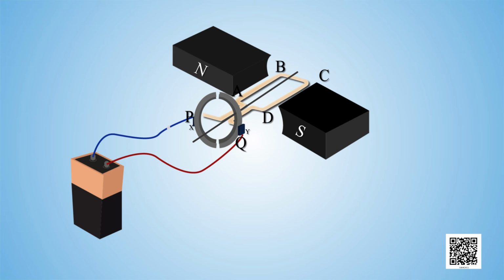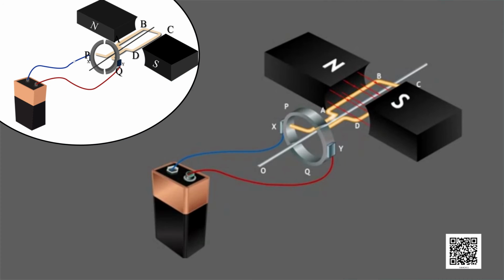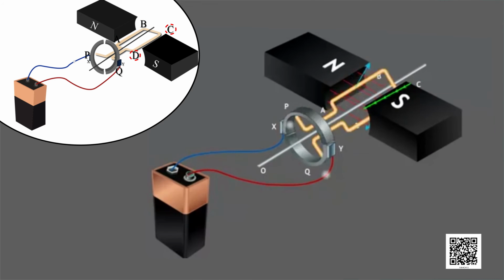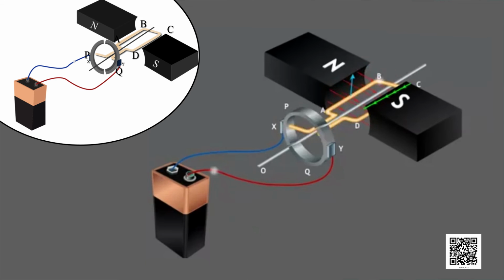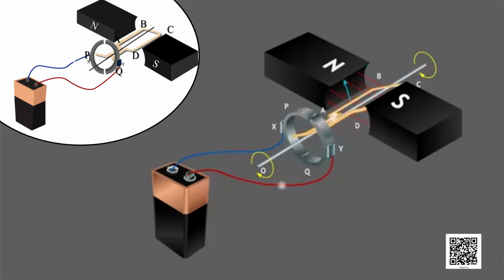Current in the coil ABCD enters from the battery through conducting brush X and flows back to the battery through brush Y. Notice that the current in arm AB of the coil flows from A to B, and in arm CD it flows from C to D. That means the direction of flow of current in arm AB is opposite to that in the arm CD.